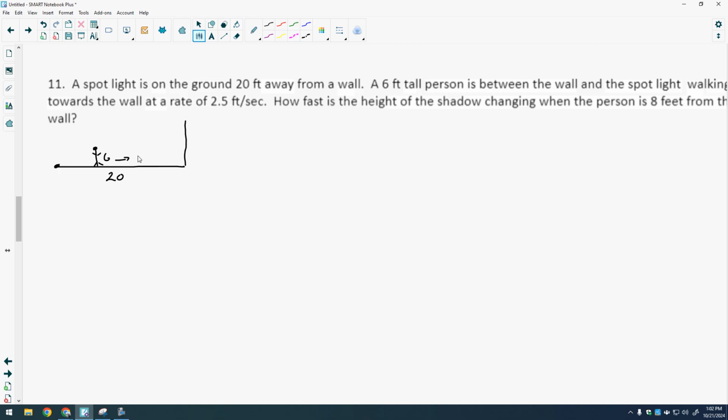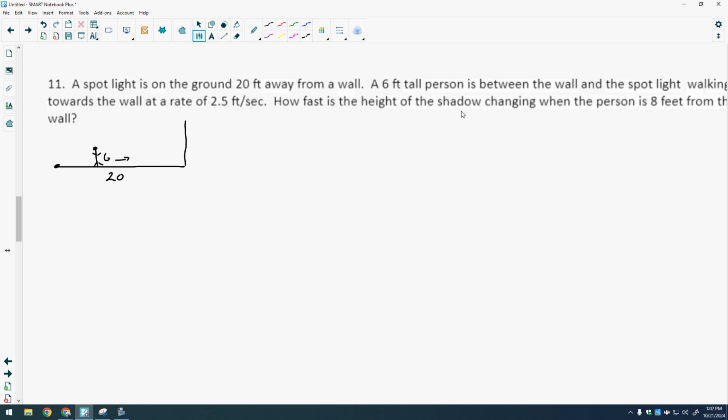So we have some things to figure out. What do you want to label what? Okay, so person is walking towards the wall. We have a shadow, right?